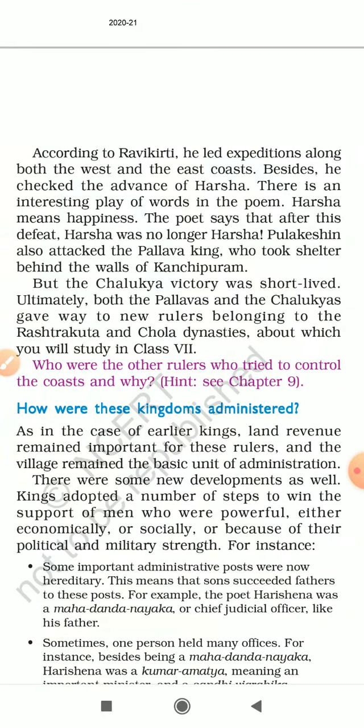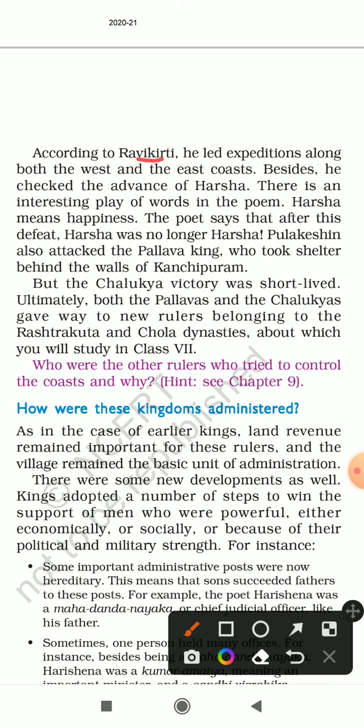Now, according to Ravikirti, Pulkeshin II led expeditions along both the west and east coasts. Besides, he checked the advance of Harsha. There is an interesting play of words in the poem. Harsha means happiness. The poet says that after Pulkeshin defeated Harshavardhana, Harsha was no longer Harsha. Means Harsha was no longer happy. Pulkeshin also attacked the Pallava king who took shelter behind the walls of Kanchipuram. So, from this Prashasti, we come to know that Pulkeshin II was a very powerful ruler.